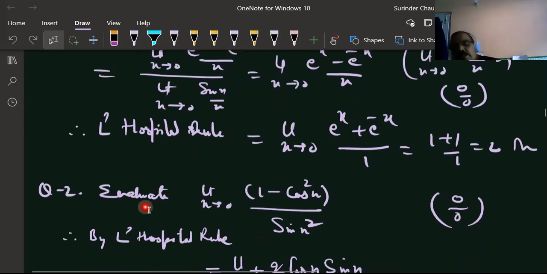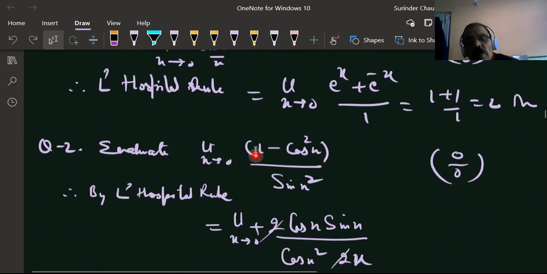Now the second question: evaluate the limit x equals to 0 of (1 minus cos x) upon sin squared x. Now we check: can we apply L'Hospital's rule? Put x equal to 0: 1 minus 1 upon sin 0, which is the 0 by 0 form. So we can apply L'Hospital's rule to this function f(x) upon g(x), since it is the 0 by 0 form.